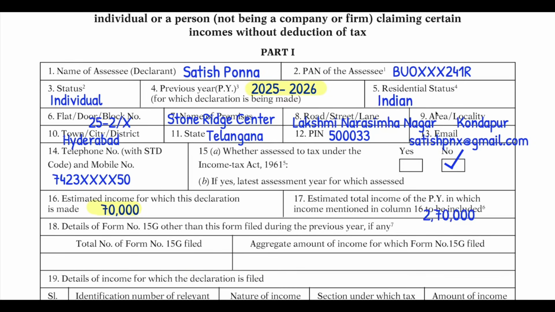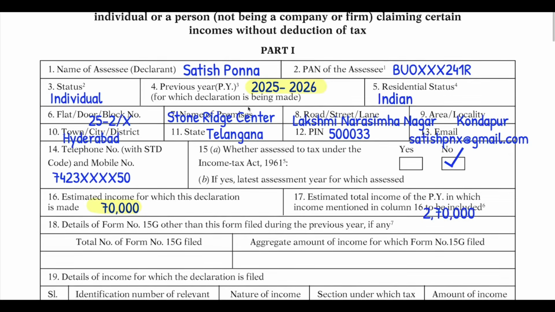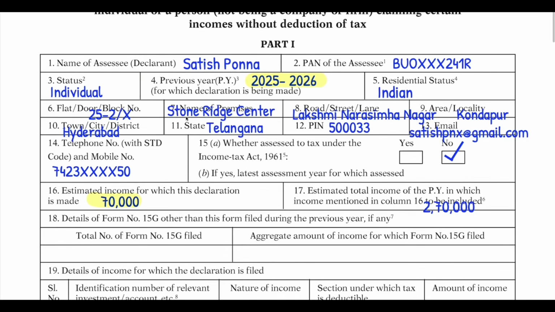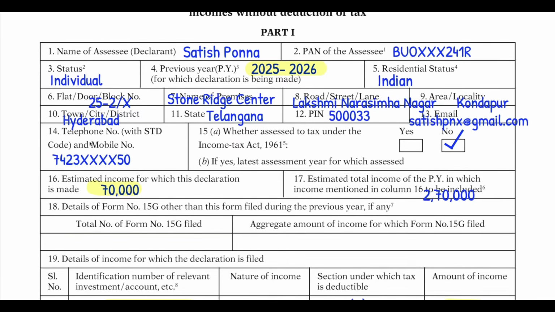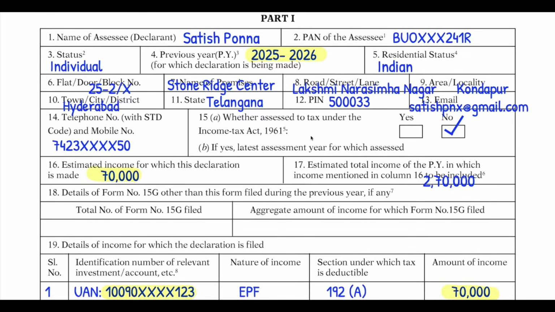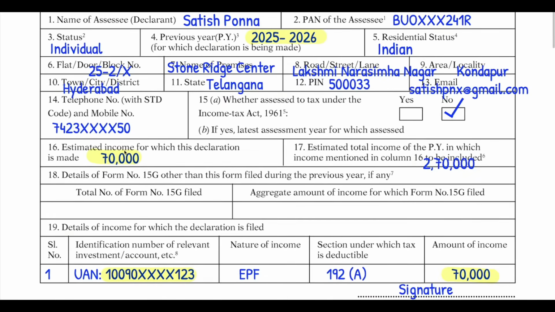From field number 6 to field number 13, write your address details. The address need not match the address mentioned in your EPF account. Just mention the current address here. In field number 14, write your mobile number. In field number 15, if you have filed any income tax returns for the current financial year, then tick yes, otherwise tick no. If you tick yes, then mention the assessment year for which you have filed the income tax returns.